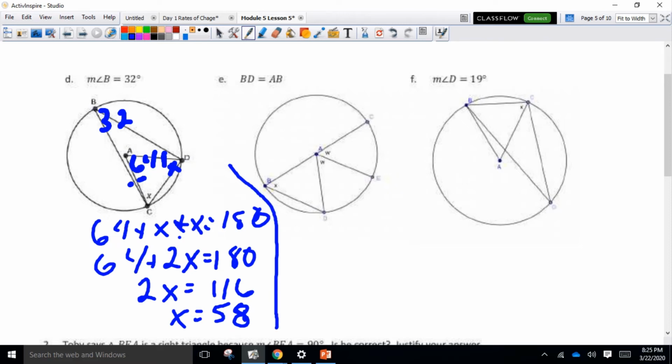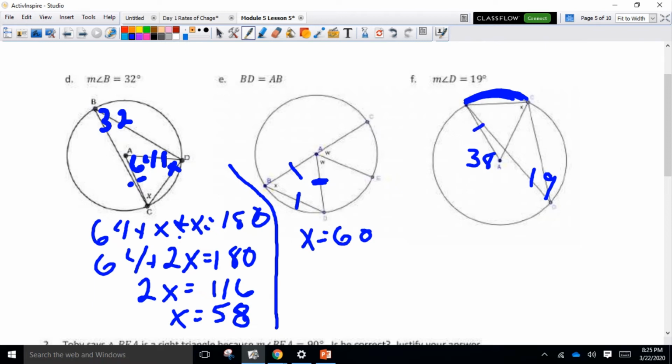Okay, AB is equal to BD. AB is also equal to AD because they're both radius of the same circle. That means that's an equilateral triangle, so X is going to be 60. Okay, D down here is 19. So this is just like question D. If you want to pause it and try it on your own, go for it. If not, we'll just do this. If that's 19, this central angle, again, they make the same arc. So that makes that 38 in there.